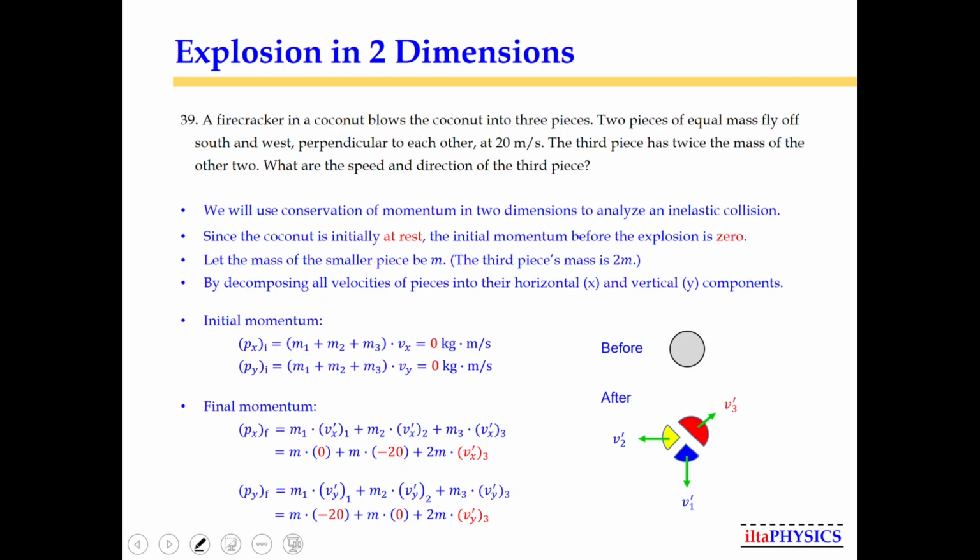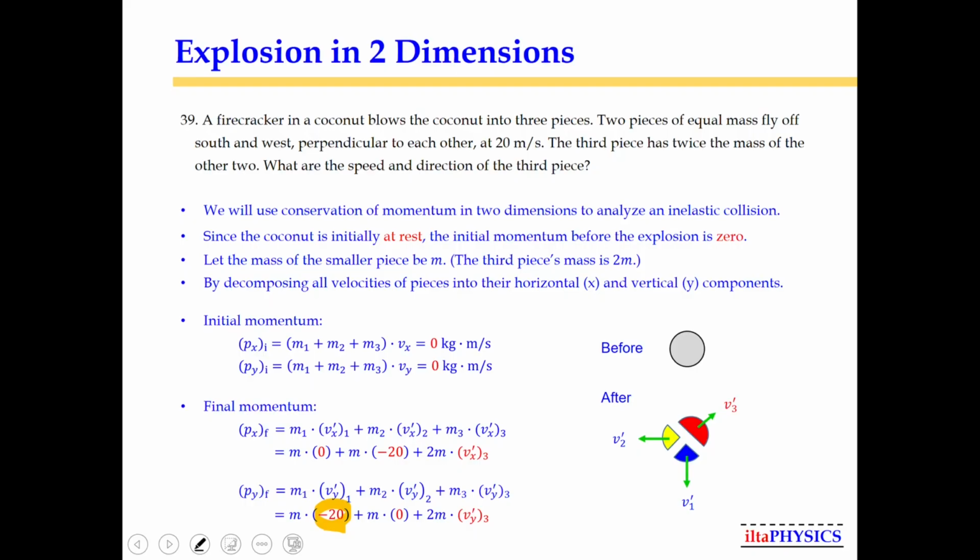We calculate the velocities of the three pieces flying off after the explosion by dividing them into x and y components. First, let's consider the x and y components of the velocity for the first piece. The first piece is flying south. In our coordinate system, that's the negative y direction. So the x component of its velocity is 0, and the y component is minus 20 meters per second. The reason the y velocity is negative is that the object is moving in the negative y direction. Be careful with the signs.